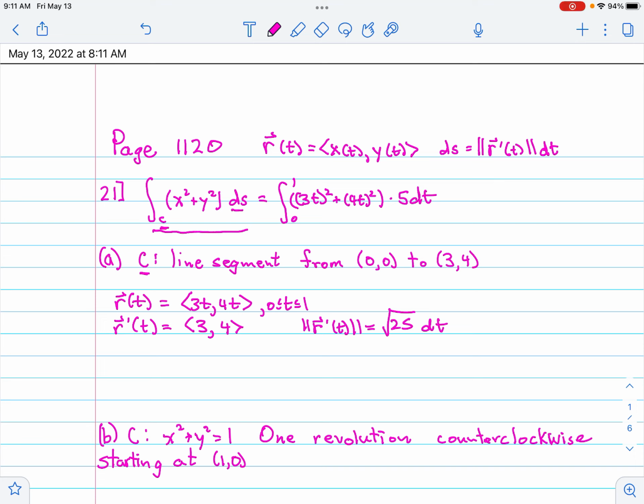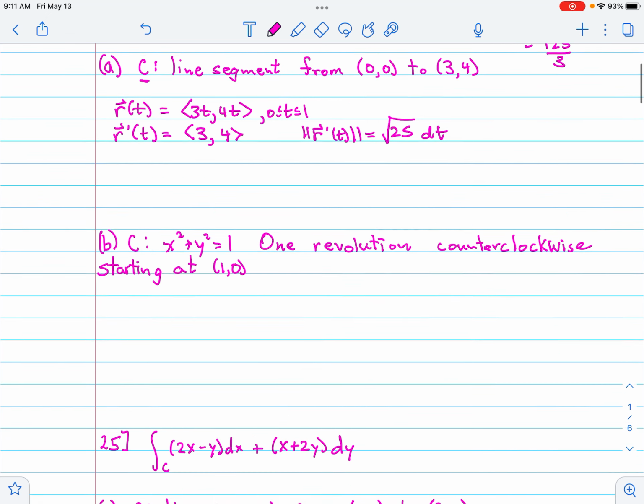And now we're right there at the end. We've got the integral from 0 to 1 of 25t squared. So this is going to be 125t squared dt. And if we evaluate that, that's going to give us 125 over 3. So, like I say, it's a matter of knowing how to read what the problem is asking for.